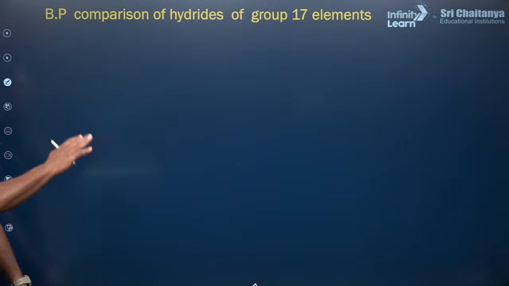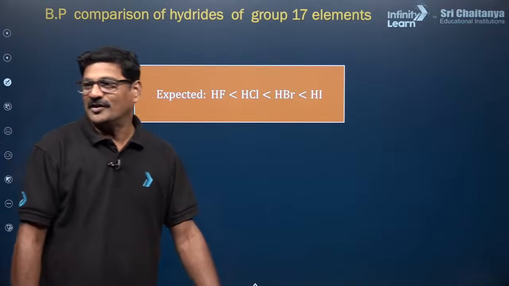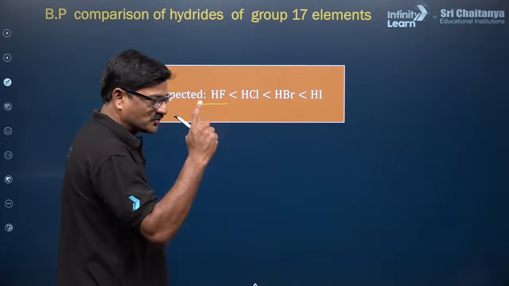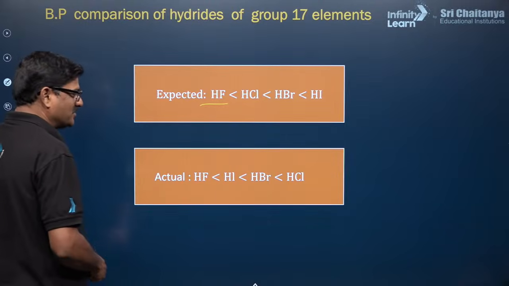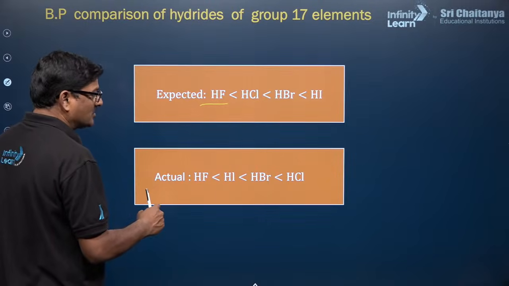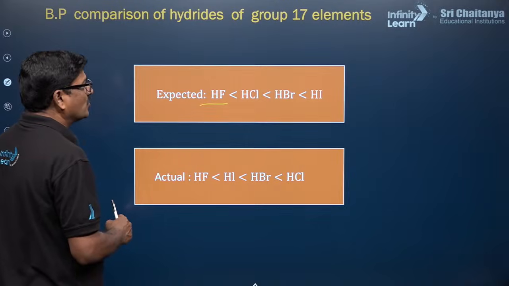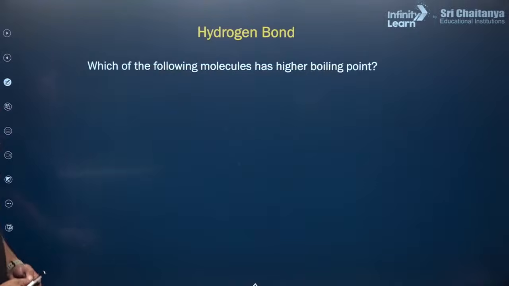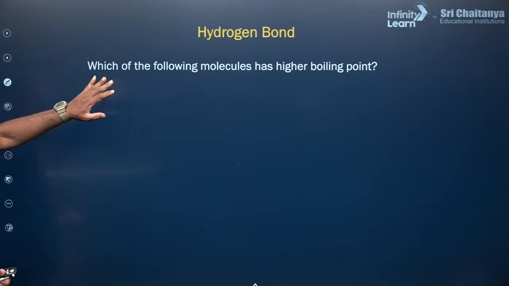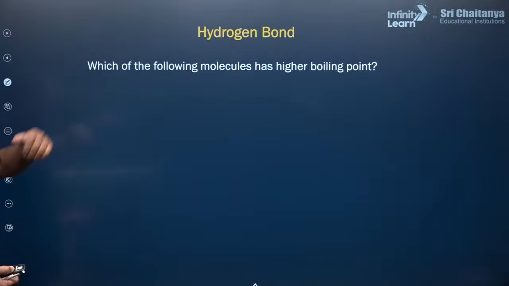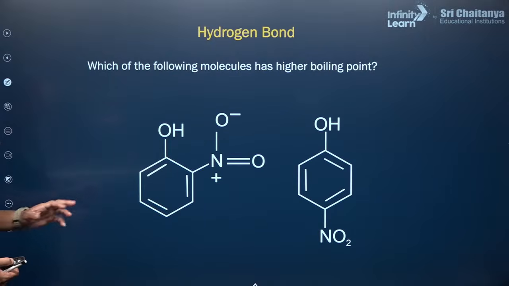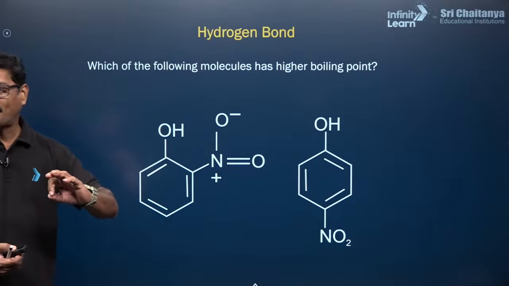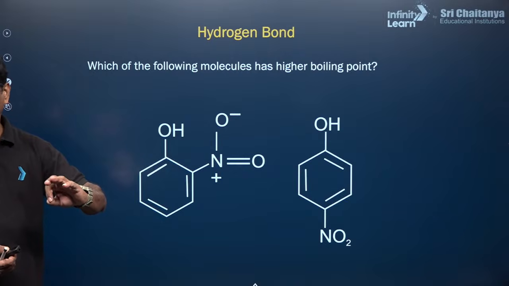Now talking about the group of 17 elements, expected HF should be least, but HF actual is going to be, it is given, yes. Now I want to say hydrogen bonding, which of the following molecules has a higher boiling point? You can say ortho and para-nitrophenol. You tell me.